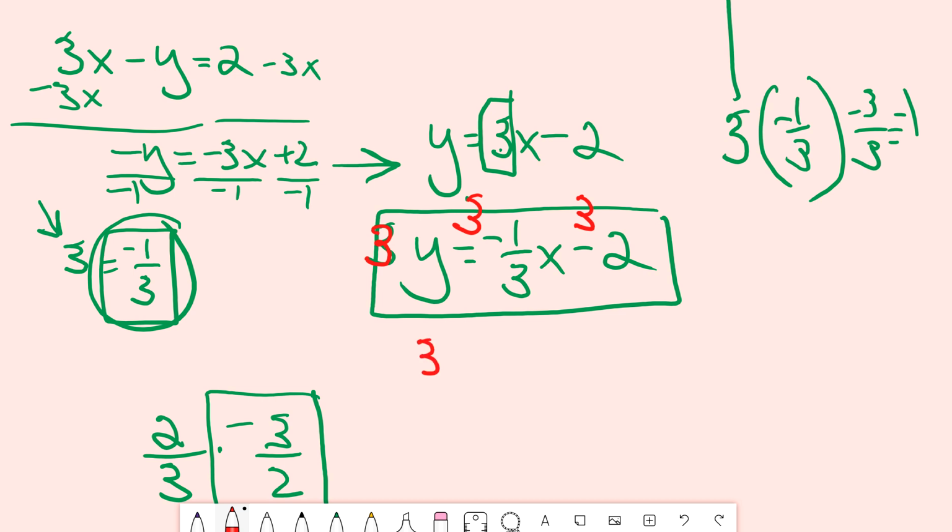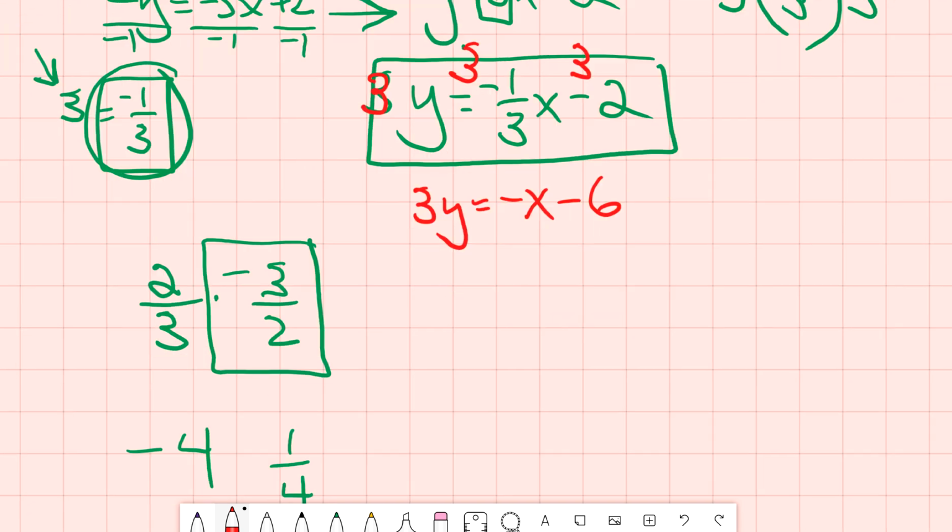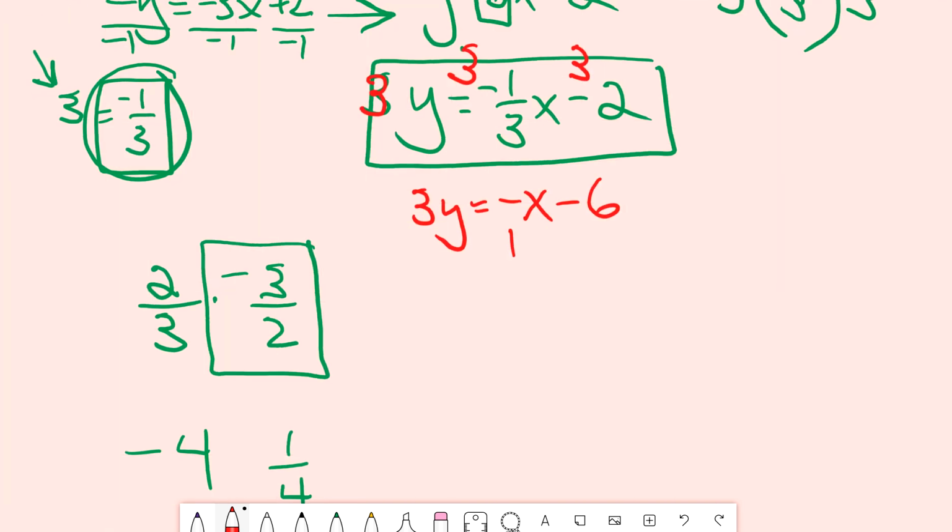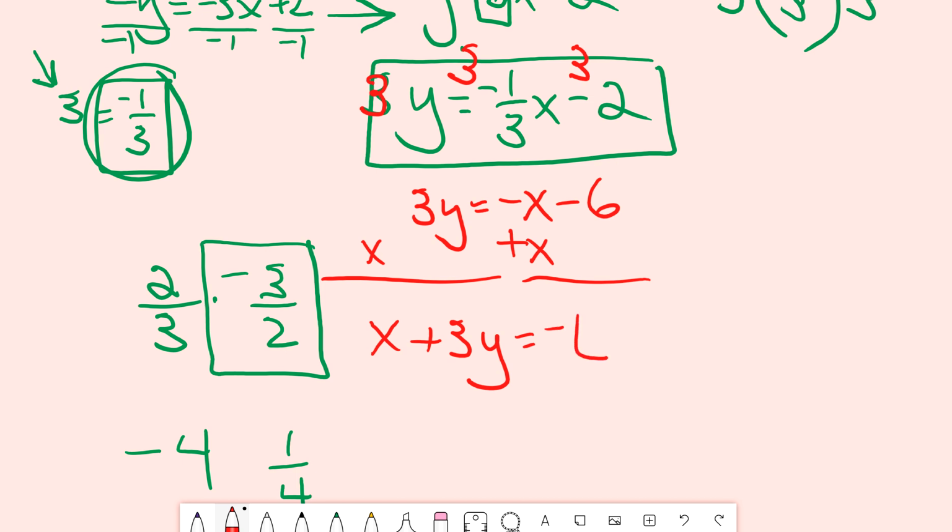And then that's going to give me 3y equals negative x, negative 1x if you will, minus 6. Now I can put it in standard form by adding x to both sides, just merely bringing that x from the right side to the left. And I'm going to end up with x plus 3y equals negative 6. And here's my answer in standard form.